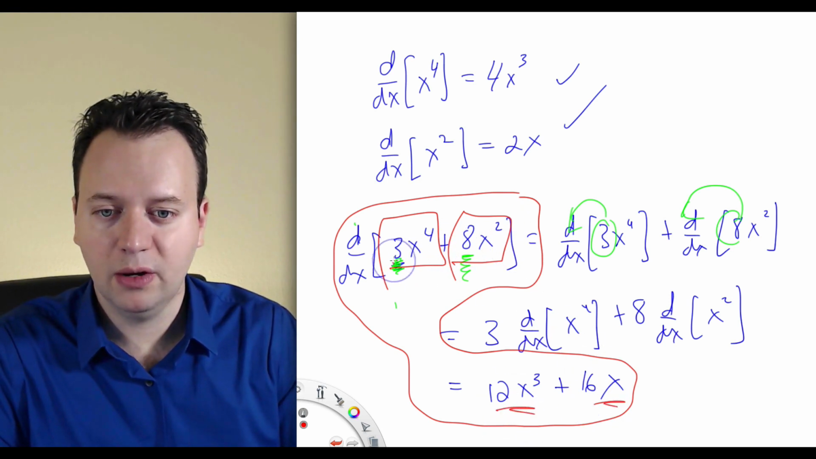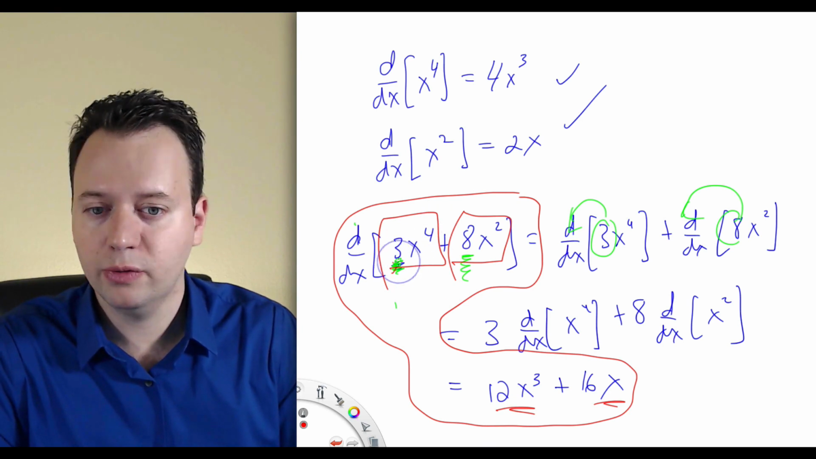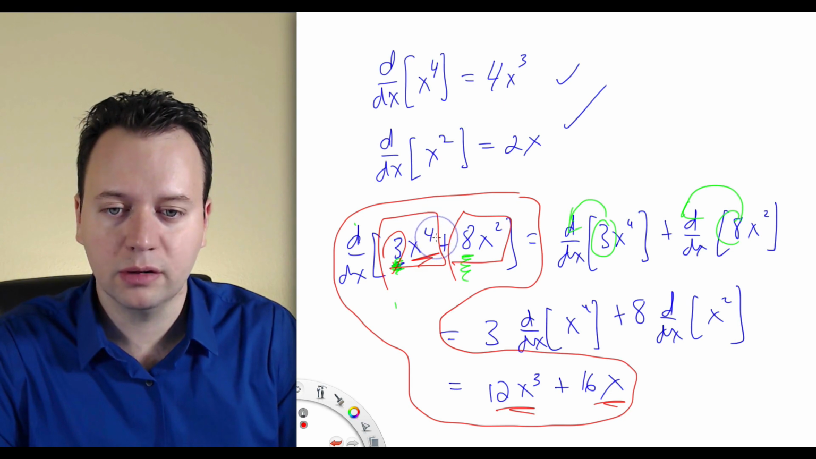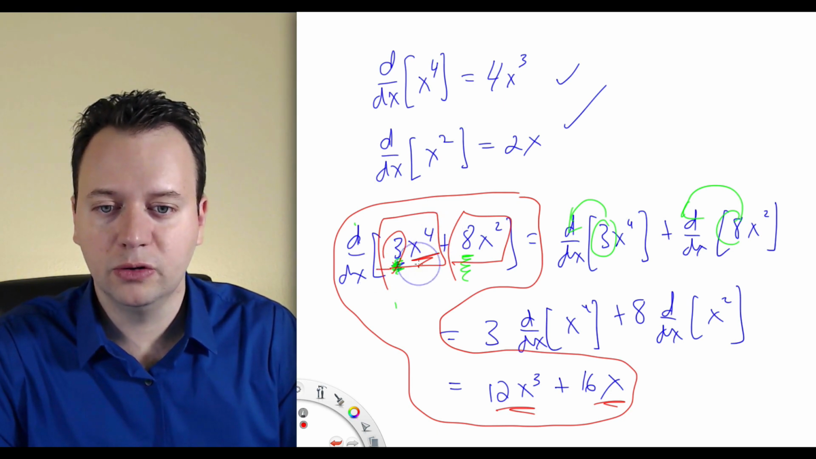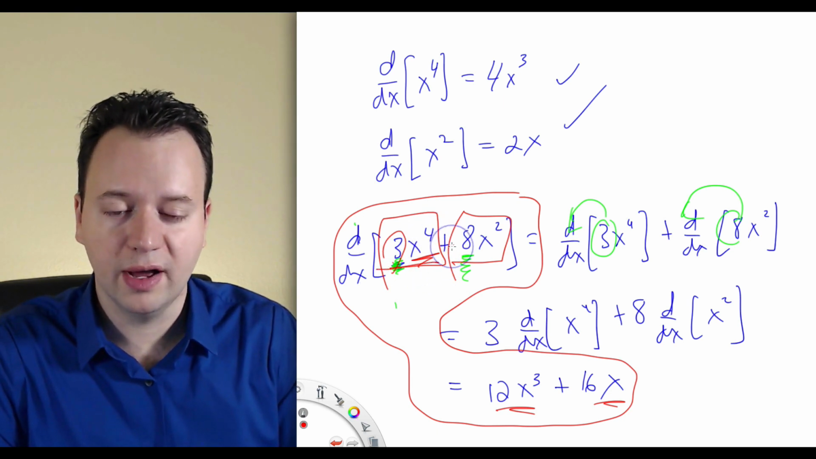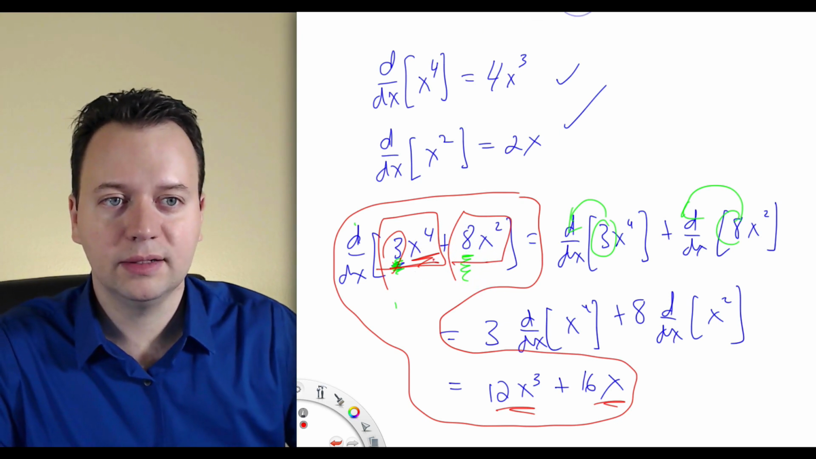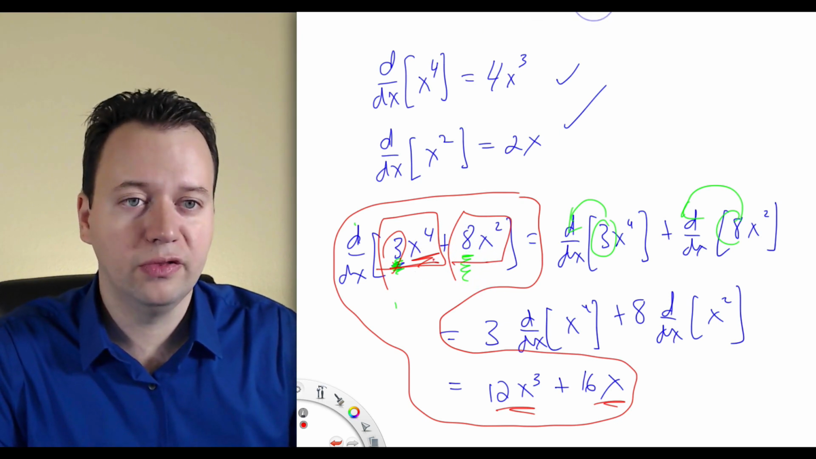So basically, when we take the derivative of 3x to the fourth, we just ignore the 3. You just focus on, well, what's the derivative of x to the fourth? It's 4x cubed, so the derivative of 3x to the fourth is 12x cubed. And then you just do each term individually. So that's the power of the linearity rules.